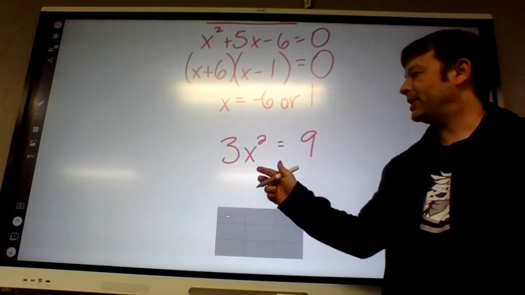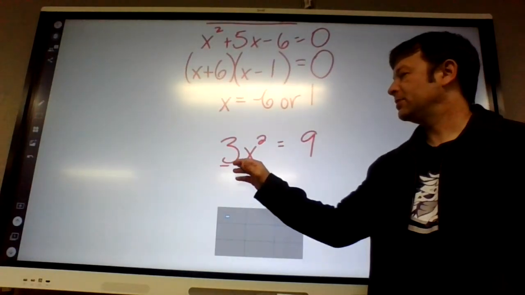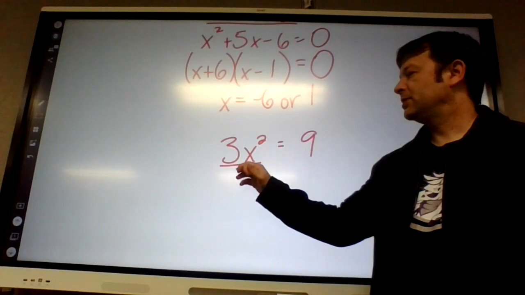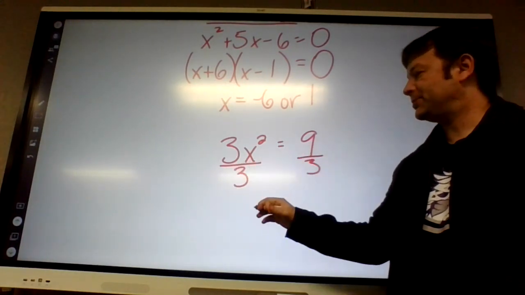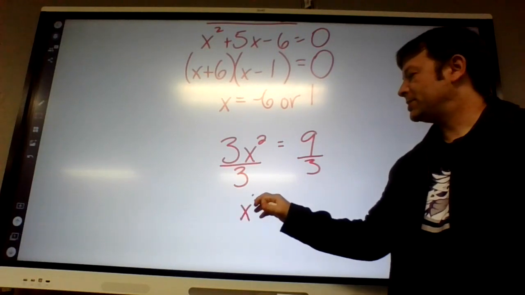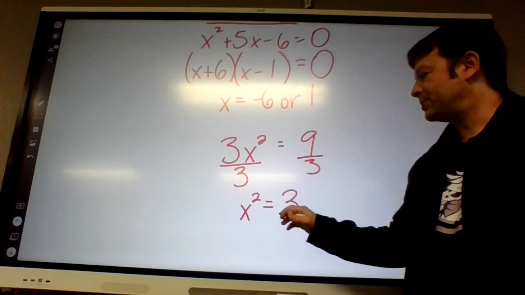So how do we get x squared by itself? Divide by 3. Divide by 3 in this case. Just like if it said 3x equals 9, you divide by 3. But it would be x squared equals 3.